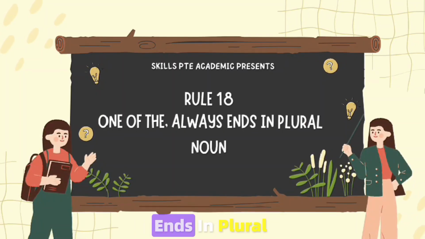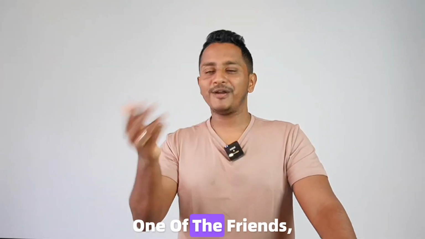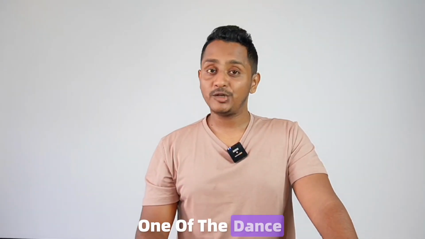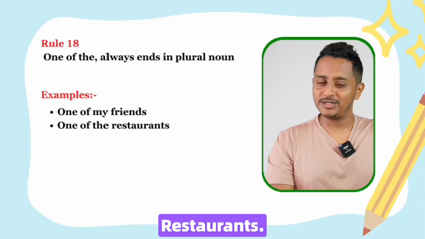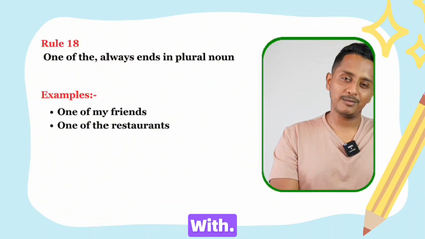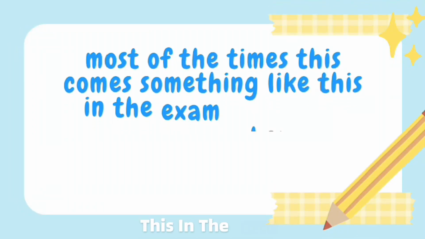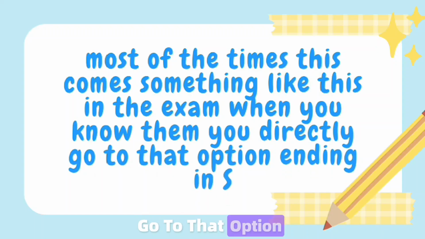One of the always ends in a plural noun. One of the dash noun should be with S. One of the friends, one of the companies, one of the dance shows, one of my friends, one of the restaurants. It should be ending with a plural noun. Most of the time it comes like this in the exam. When you know them, you directly go to that option ending in S.